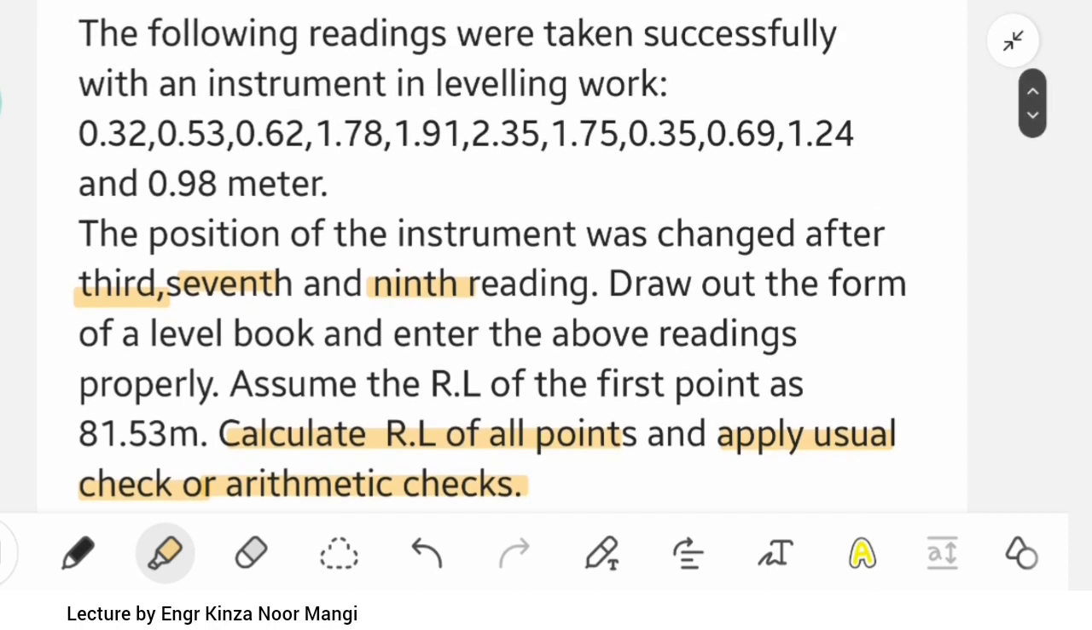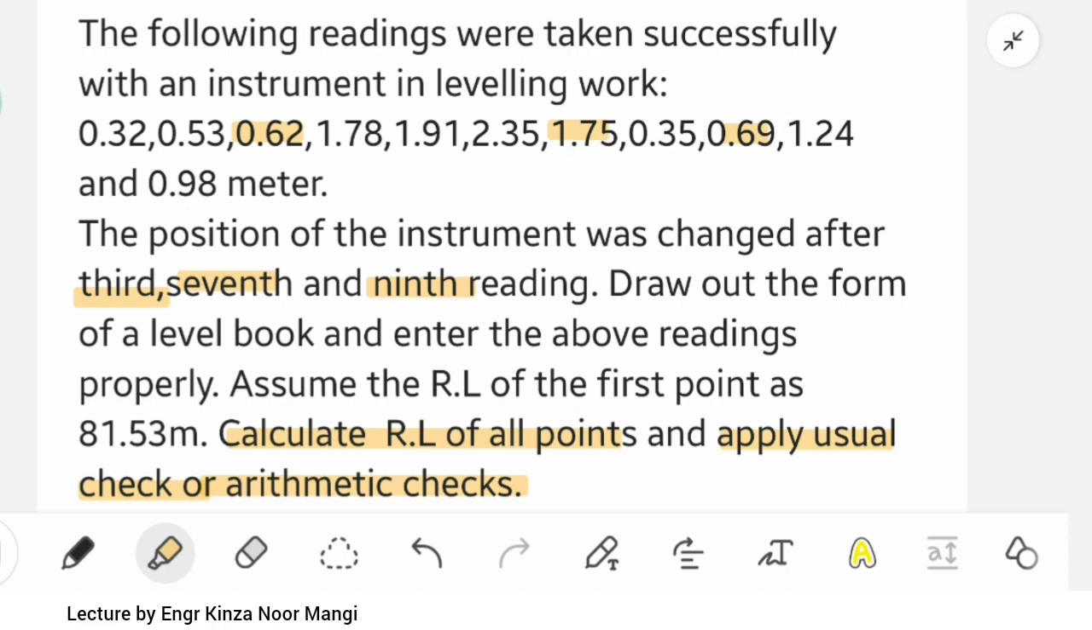So the first thing we will do is mention the readings and highlight the points where the instrument has changed its position. Those points are the third, which is 0.62, the seventh, which is 1.75, and the ninth, which is 0.69.